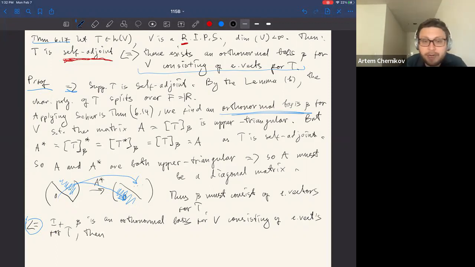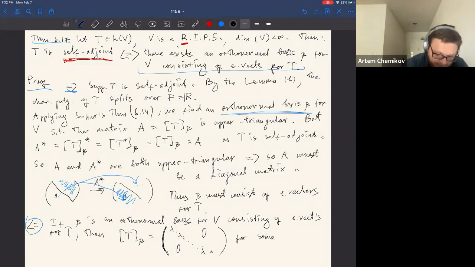Then we can write the matrix of T with respect to this eigenbasis. It's going to be diagonal, right? So it consists of lambda 1, lambda 2, etc., lambda n. So we're again assuming that n is the dimension of the space, and you have zeros outside of the diagonal. So the matrix is like this for some scalars lambda i in F, which is the field of reals. Okay, so this is the matrix we know with respect to such an orthonormal basis beta.